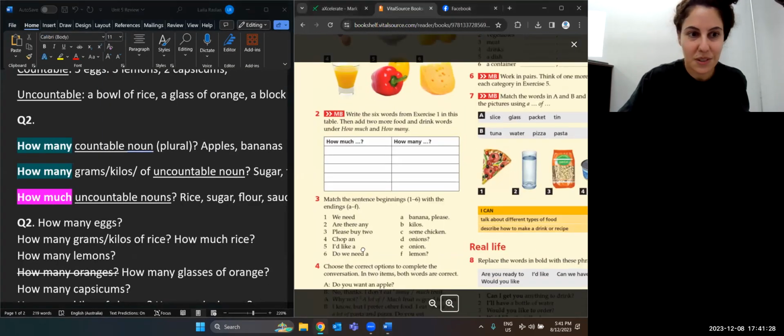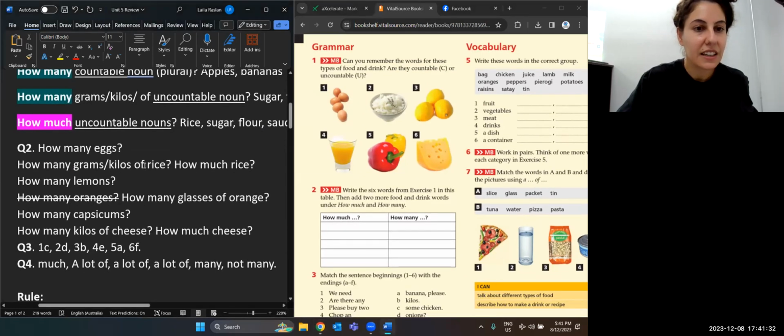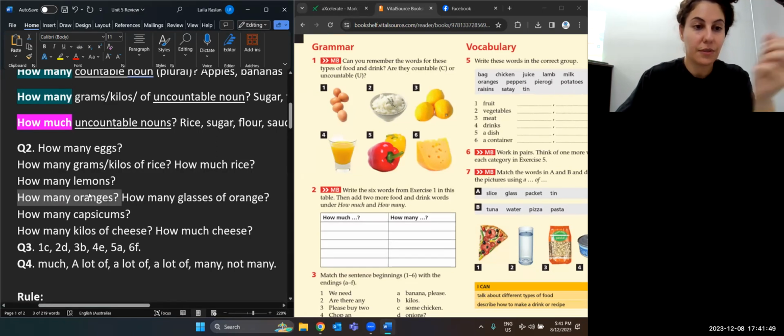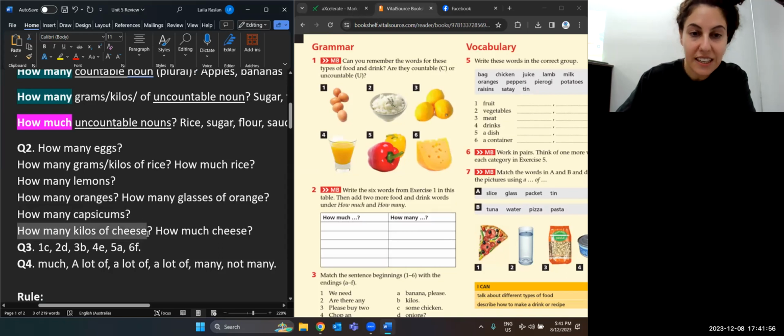Okay, so let's do some examples. For example, how many kilos of rice or how much rice? How many lemons? How many glasses of orange do you want? Or how many oranges? You could do how many oranges if it's the fruit. How many capsicums do you want? How many kilos of cheese? Or how much cheese do you want? What other examples do you have?